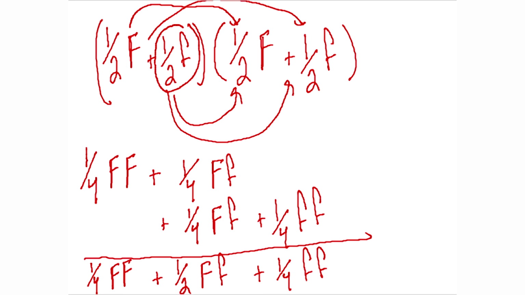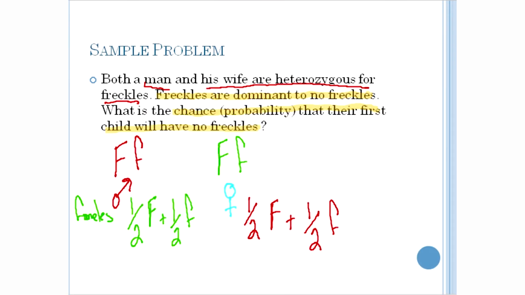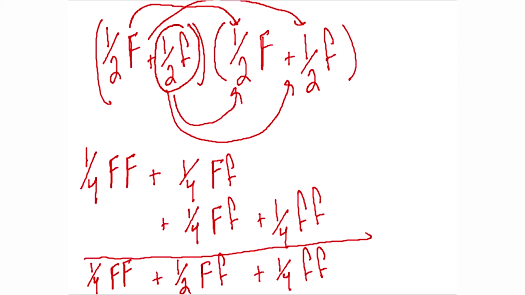The question asks you what is the probability that the child will have no freckles. The answer to that would be 1/4 little f, little f, or stated another way, there is a 25% chance that there are no freckles.